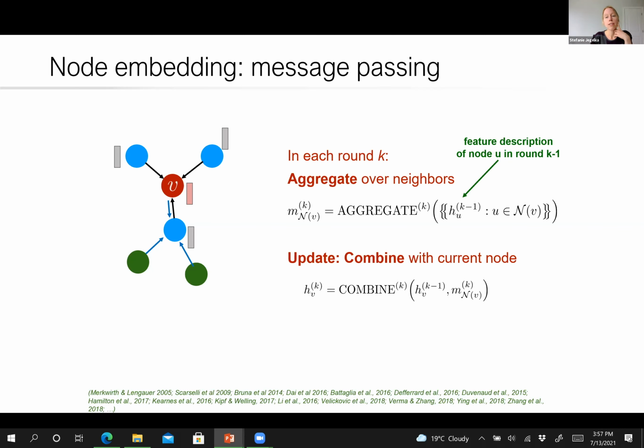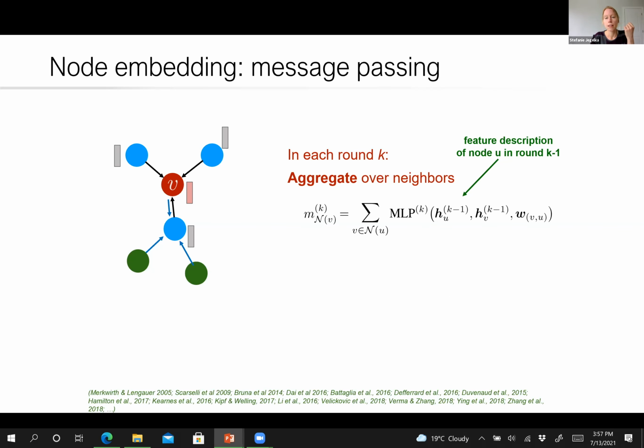So what does this aggregation function look like? In a very general form, it can look as follows. I hope you can see my cursor. I'm looking at each of the neighbors individually and applying a nonlinear function to the center node, the neighbor, and the edge weight if I want. And this function that I'm applying is a learnable small neural network.